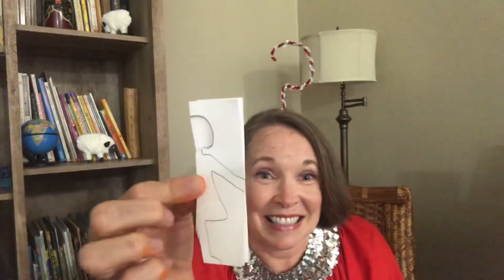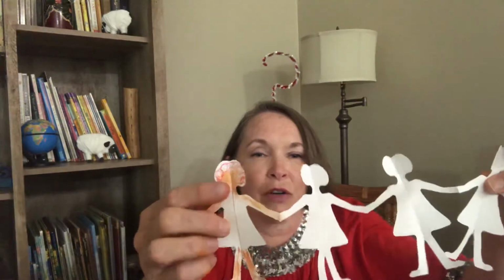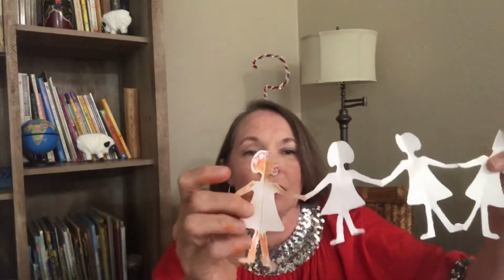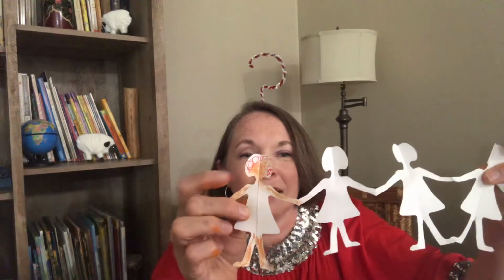Now, if you want to be brave and make a half of a person, Miss Imagination did that earlier, and I started coloring one of my little girls. And I colored her face and her arms and her legs. And then I made her some curly hair, red. You could do that. That's fun. That is fun. But you may need some help, and that's okay.